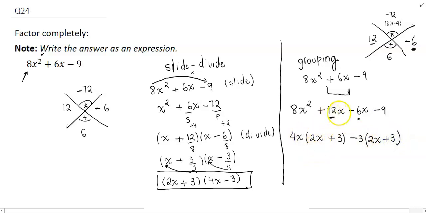Now, the polynomial turns into a binomial with a common term 2x plus 3 that I can factor out. And then the second binomial will be what is left. Left is 4x on the first one and left is negative 3 on the second one.